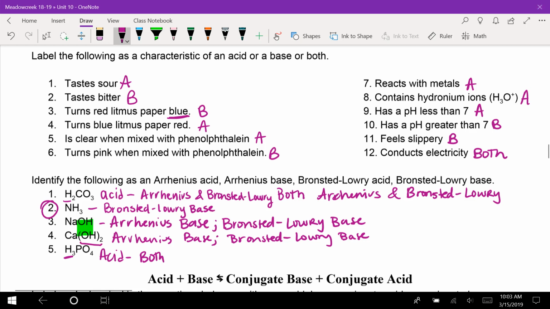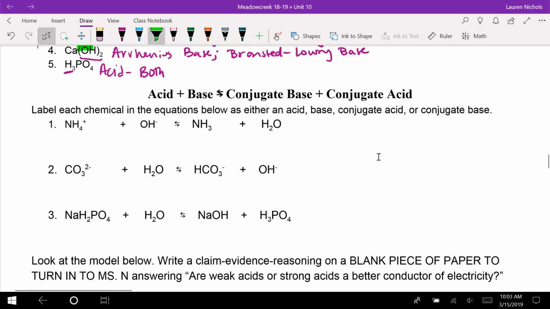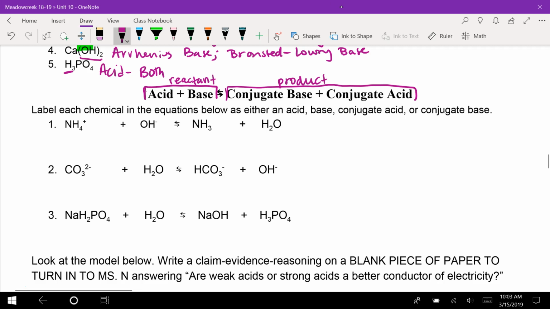So let's continue on. Also in our homework, we had this part where we mentioned how labeling the main acid and base is going to be the reactant, and the conjugate base, conjugate acid, or their partners are always going to be listed on the product side of the equation. And so we want to label each chemical in this equation as either an acid, A for acid, B for base, Ca for conjugate acid, or Cb for conjugate base. So let's look at question number 1.